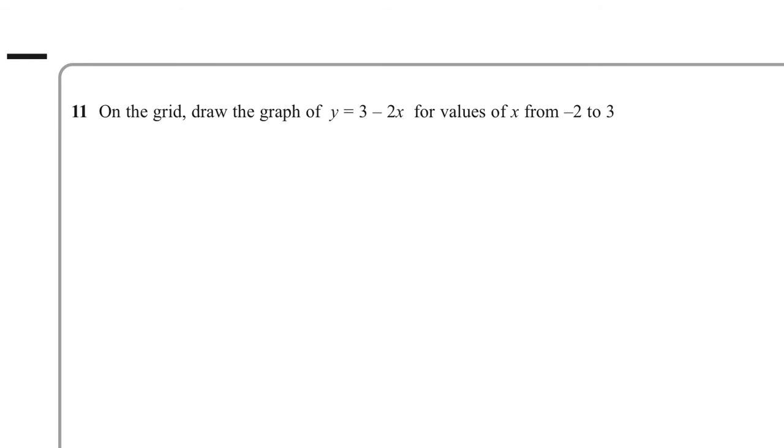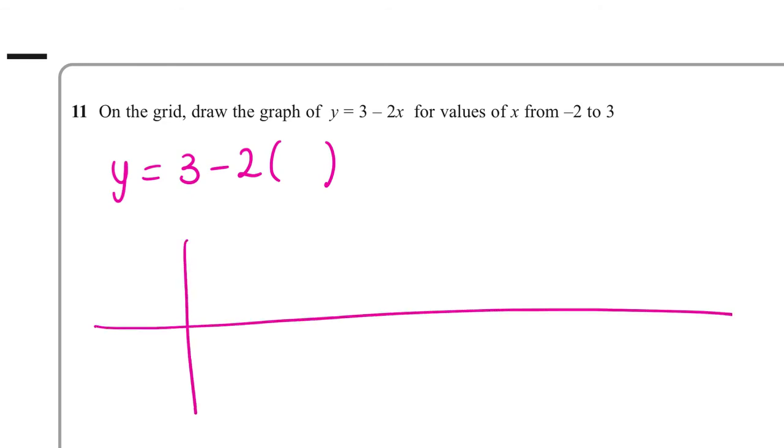y equals 3 minus 2 bracket. Wherever we have our x, we're going to have a bracket. It's really important we do this because we're going to use substitution, and whenever we substitute, we need brackets. So now I need to substitute in my values from minus 2 to 3. It is quite nice when we first learn about this to draw a table. So we're going to draw a table.